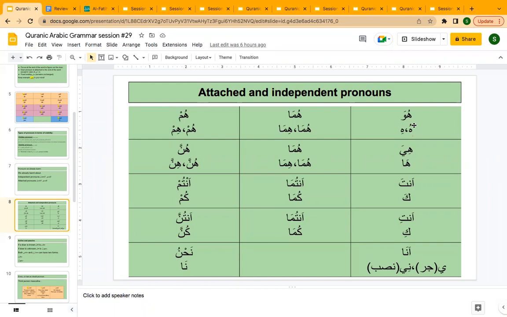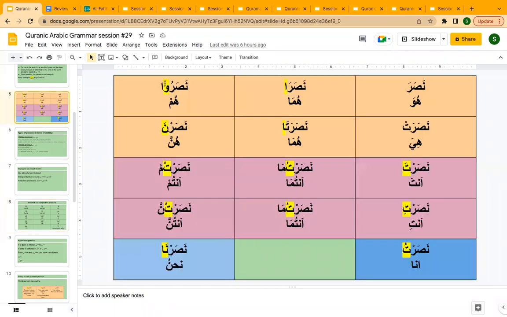Or is it too hard? Okay. But what did we know about these pronouns? These detached pronouns, they are all what in status? These are all raf in status because they are doer pronouns. Because they are the doer, right? Because they are doer pronouns, like anta, you helped. You is the doer.